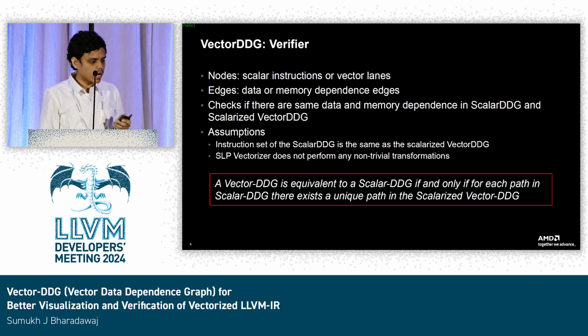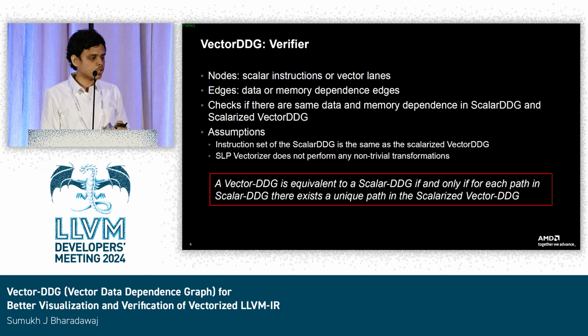Now, we arrive at the main definition of our algorithm for verification, which is nothing but, given the assumptions, a vector DDG is equivalent to the scalar DDG if and only if there exists a path in the scalar DDG for every path in the scalarized vector DDG. So this algorithm aims to derive a one-to-one mapping between the two graphs that we are trying to verify.